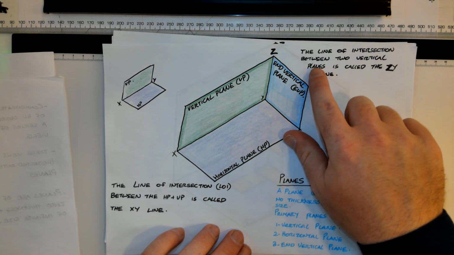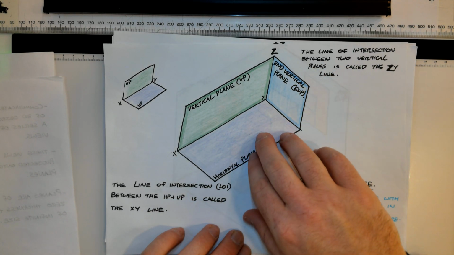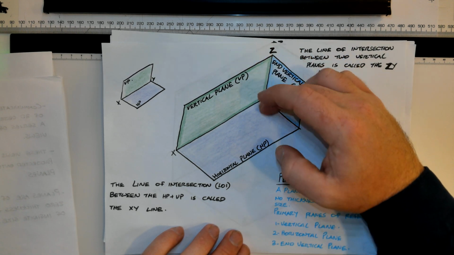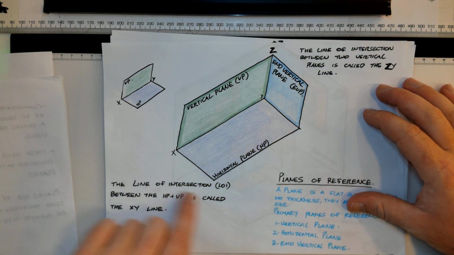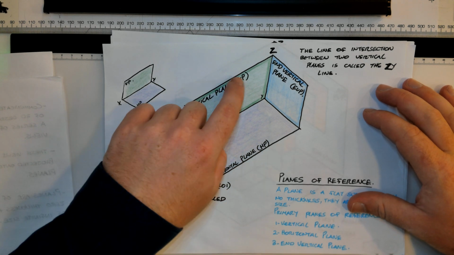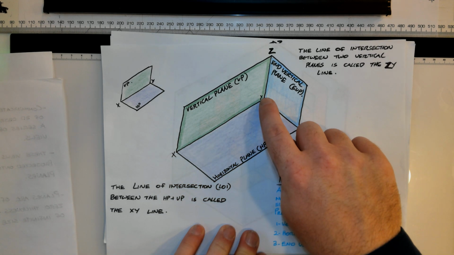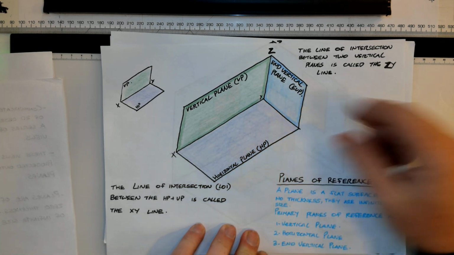The line of intersection between 2 vertical planes is called the ZY, which is this line here. And the line of intersection between the HP, or the horizontal plane, and the vertical planes is the XY line. So this here would be XY, and this here would also be the XY line.